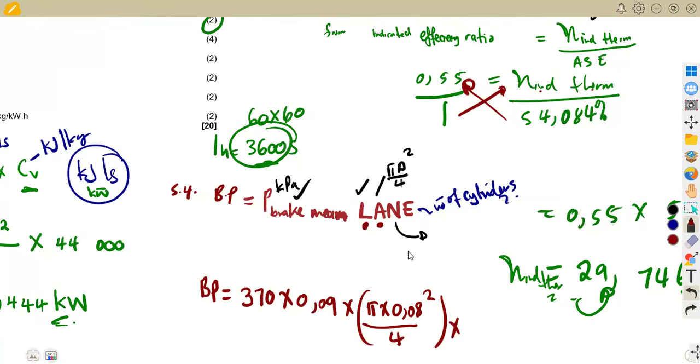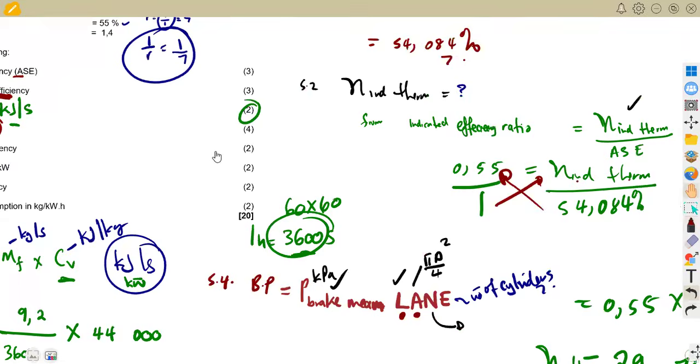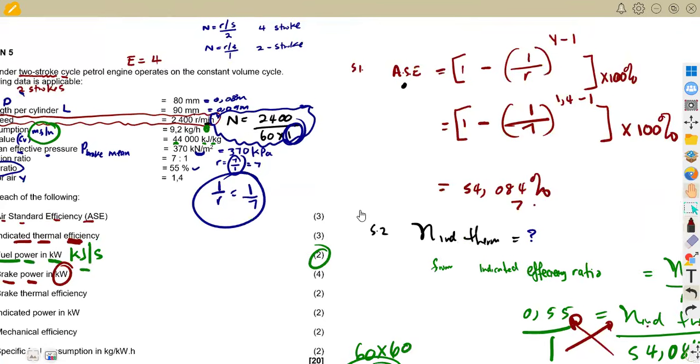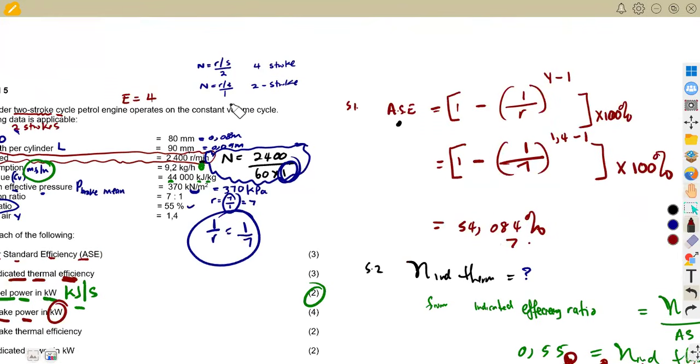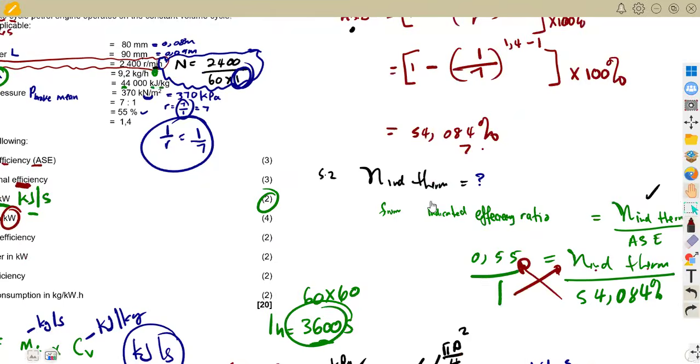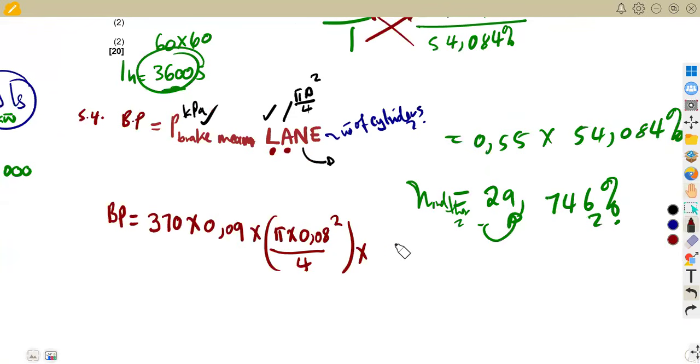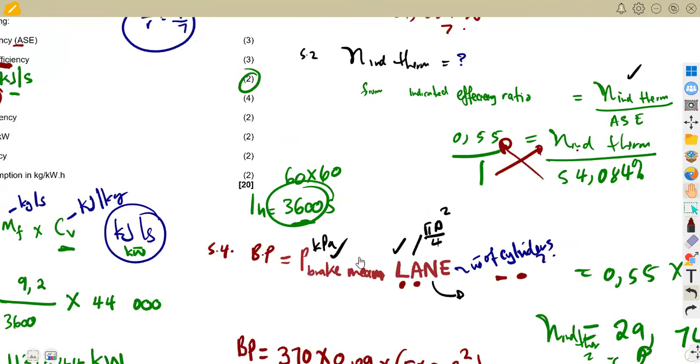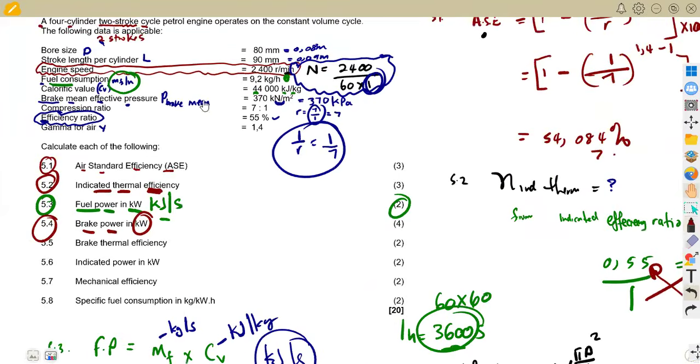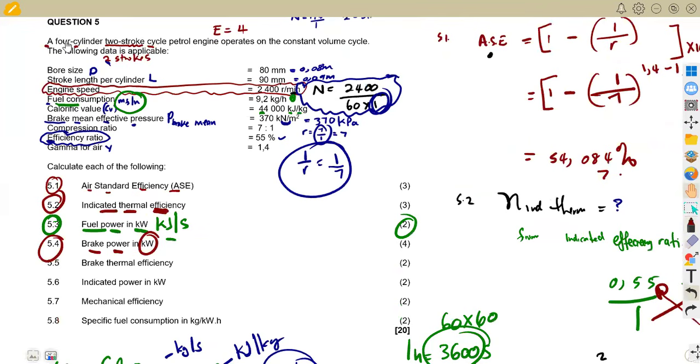Then times n. Because we are given 2 strokes in this case, n is going to be revs per second over 1. So it's just going to be 2,400 over 60 times 1. Times the E, which is the number of cylinders that you're given there. Remember, you're given 4. We listed from our information that E is equivalent to 4, a 4-cylinder. So that's it. We've got your brake power.